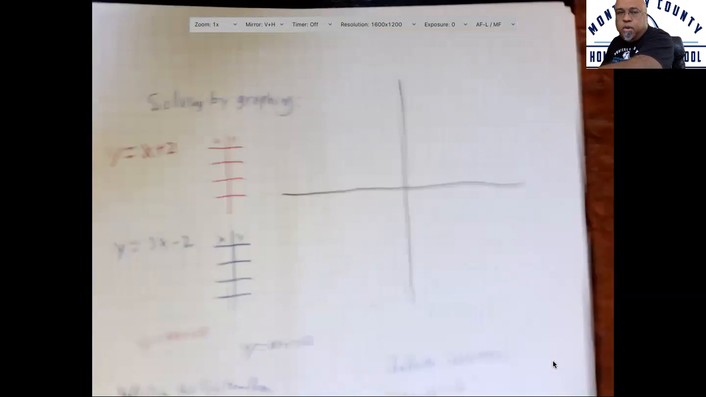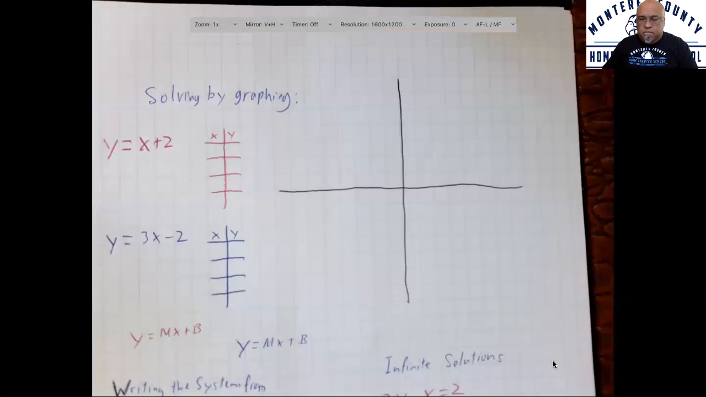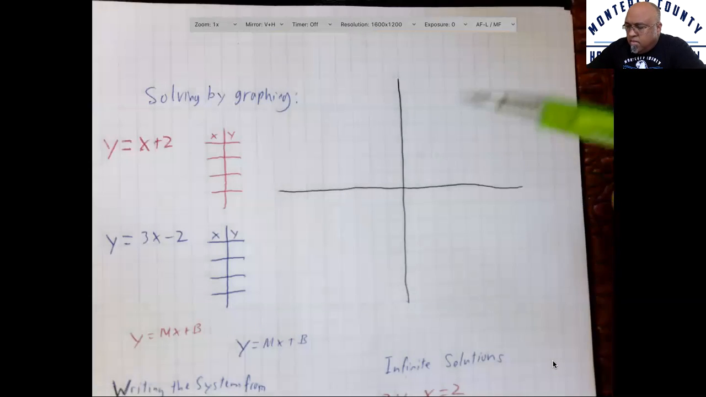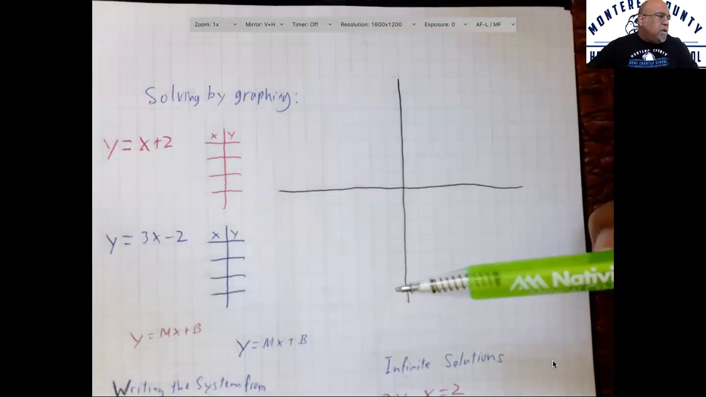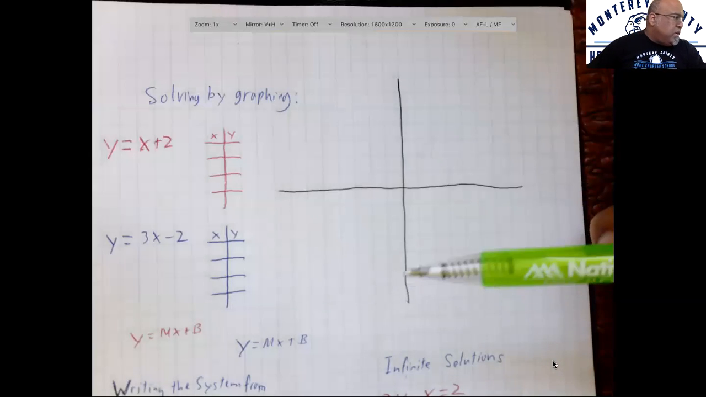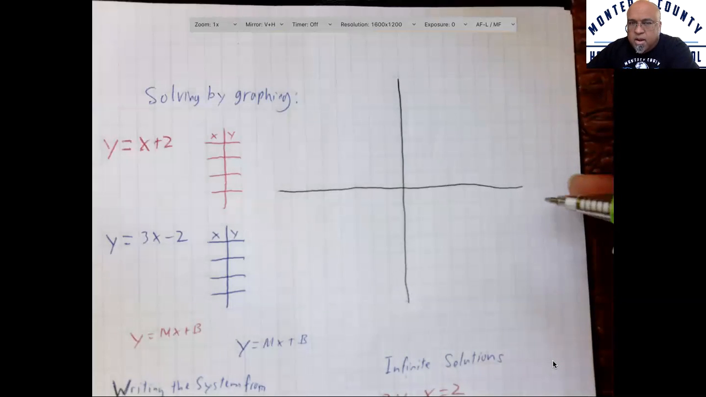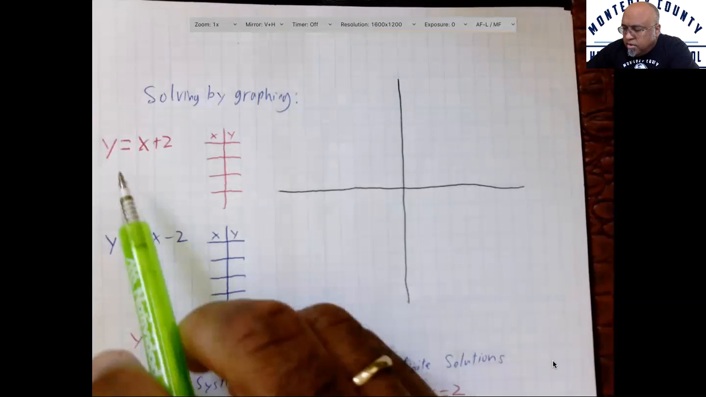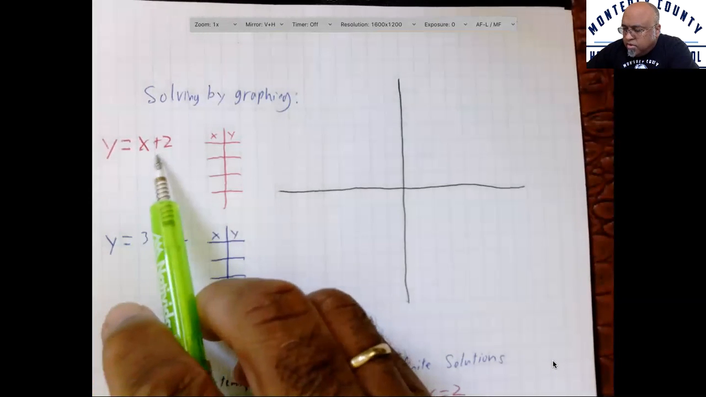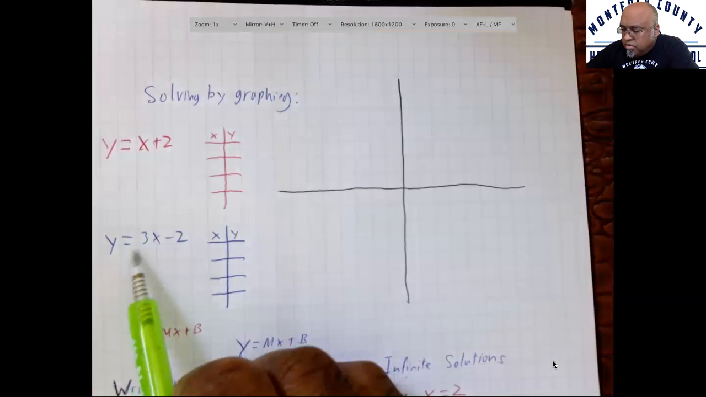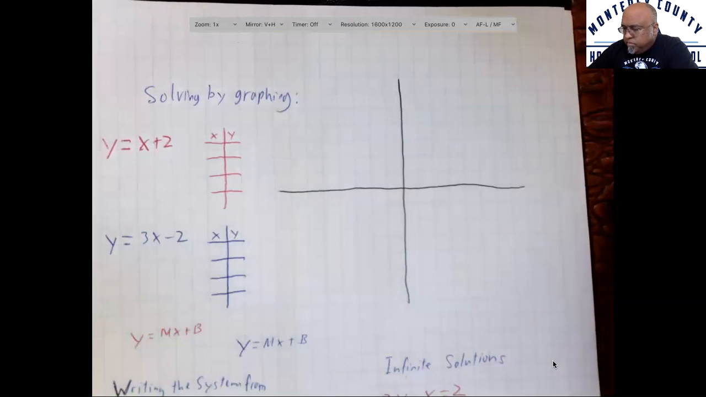Now, I want to do some operations here. So the first operation I want to go over is solving by graphing. Okay. Now, if you look at lesson 6.1, and I believe it's on page 382, this is problem 1, so you can look at it if you'd like to. But I have two lines here, y equals x plus 2 and y equals 3x minus 2.